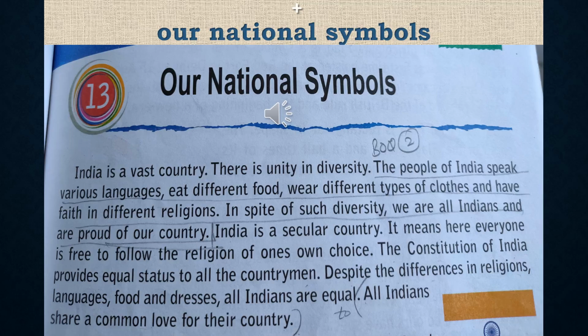So symbols which represent our country, symbols which represent different animals and flowers and a national flag and a currency, everything which represents our country is considered a national symbol. India is a vast country. We have a lot of diversity, whether it is religion or the way we dress up or the food we eat or the languages we speak. There is diversity everywhere, but we have unity in diversity.